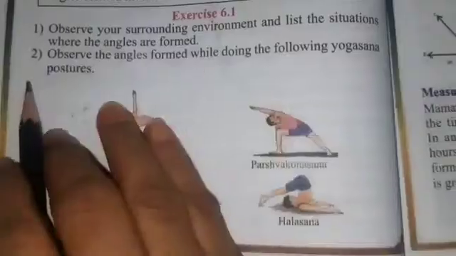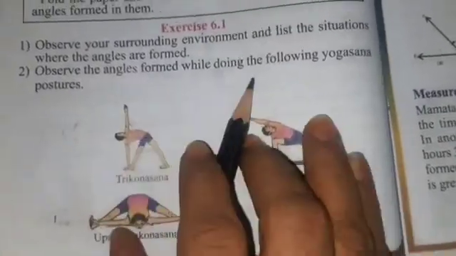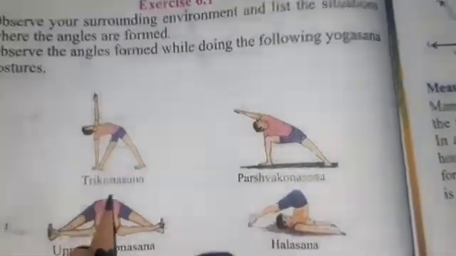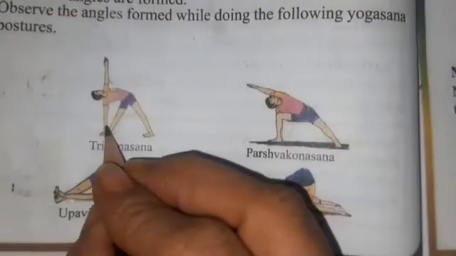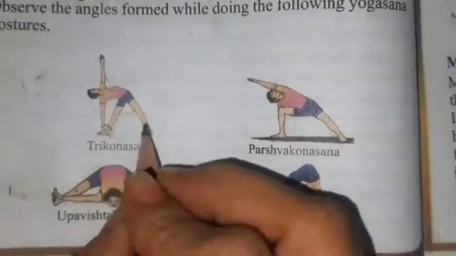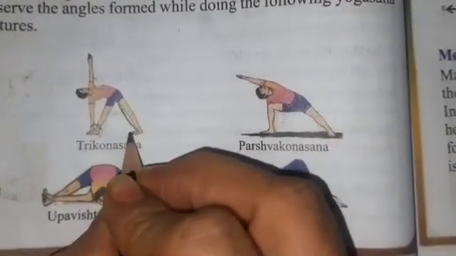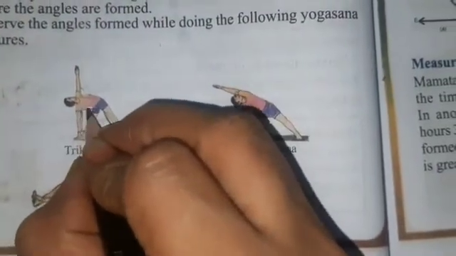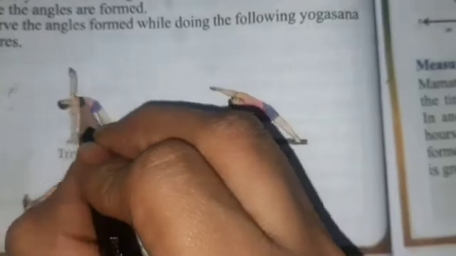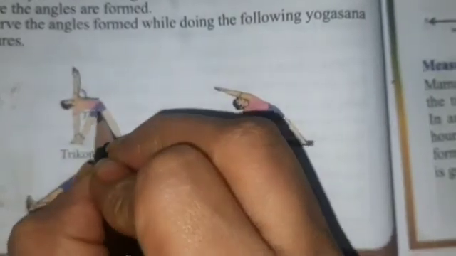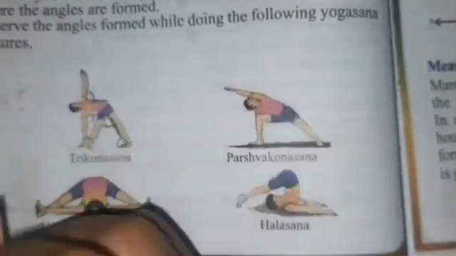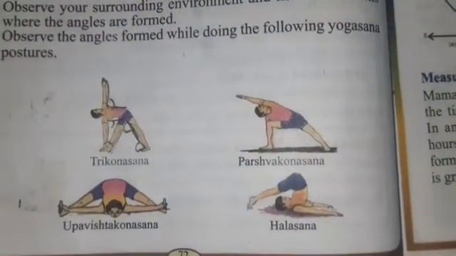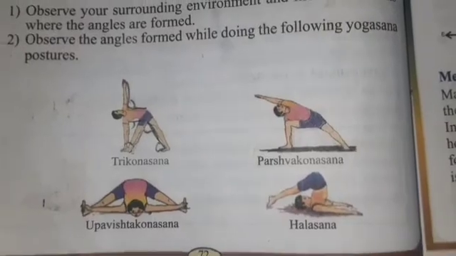Second question, observe the angles formed while doing the following yogasana postures. The first is trikonasana. Here an angle is formed and here one angle is formed. Here an angle is formed. This is an angle and here one more angle is formed. Like this you are going to see where the angles are formed.